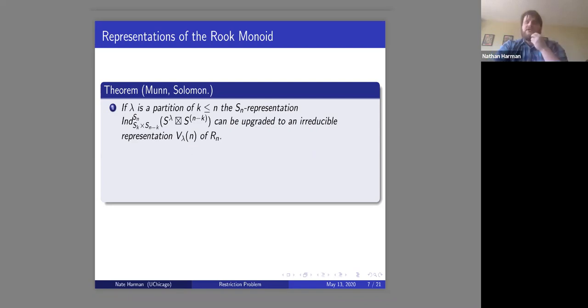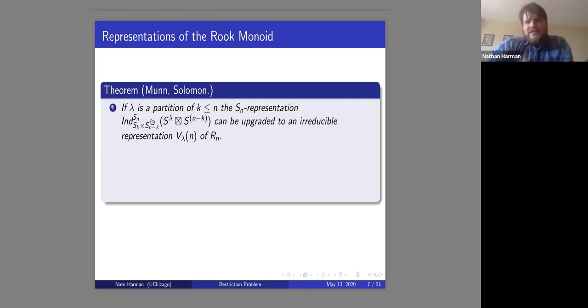Well, there's an easy construction. You take a representation of some Sk. So I take this irreducible representation S lambda. You can extend it to a representation of Sk times Sn minus k by letting Sn minus k act trivially. That's what I denote by this box times Sn minus k, the trivial representation of the symmetric group Sn minus k. That just means I'm letting that component act trivially. And then we induce that up, which gives a representation of Sn. So that says what it is as a symmetric group representation.